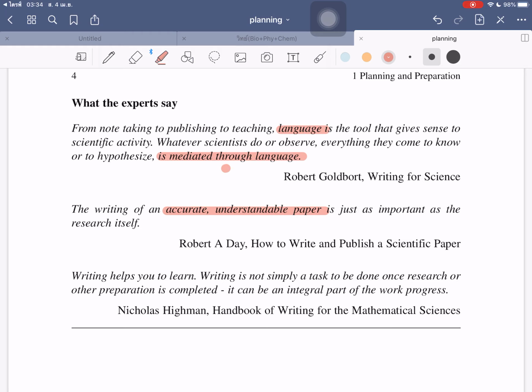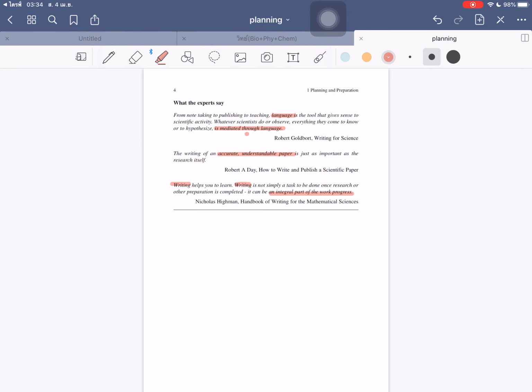And then writing helps you to learn. Writing is not simply a task to be done once research or other preparation is complete; it is an integral part of the work process. It means writing is like everything combined together in your work process. So you have got to write.